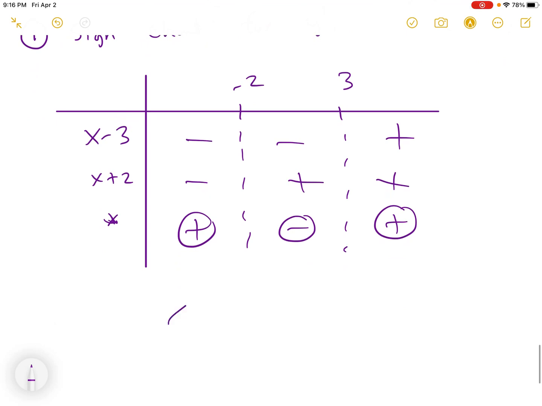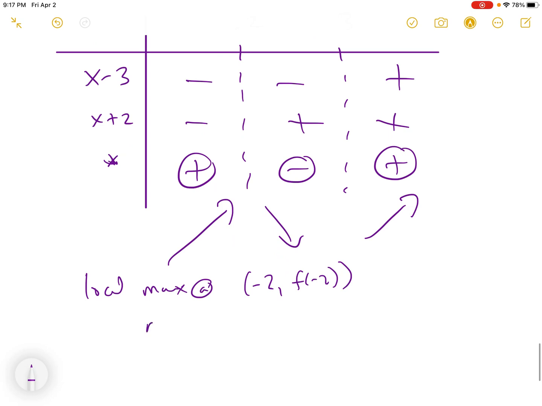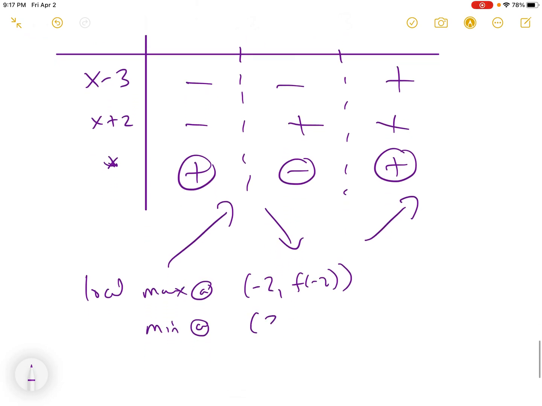So the function is increasing on minus infinity to -2, it's decreasing on -2 to 3, and it's increasing along here, okay? So there's a local max at -2, f of -2, which we don't know, and a local min at 3, f of 3, which we also don't know because we don't know what f is. We're just going to approximate what f could satisfy this.